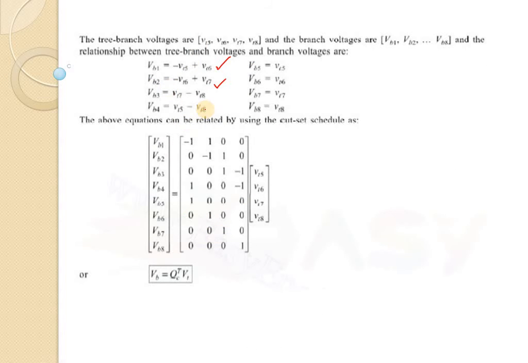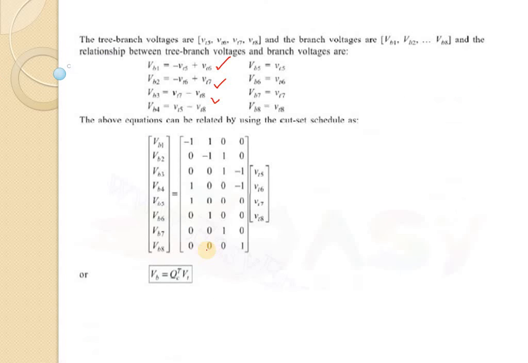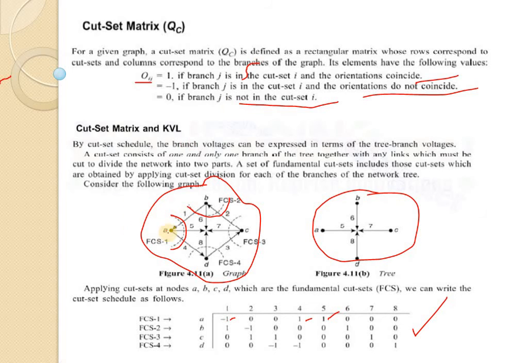Next, VB3. It is a combination of VT7 and VT8. Next, VB3, this one. It is a combination of 8 and 4. Yes, it is a combination of 8 and 4. And VB4 is VT5 and VT8. See, VB4, this one. It is a combination of 8 and 5. Okay.